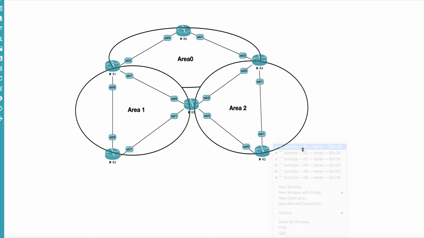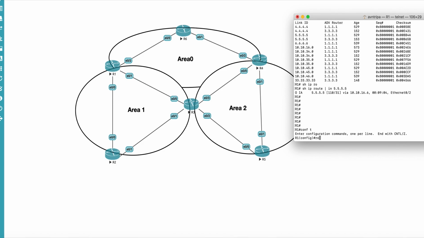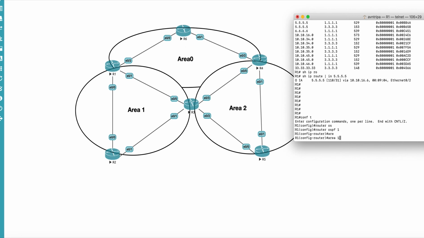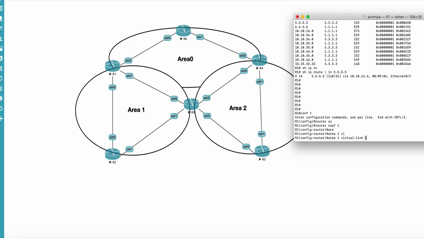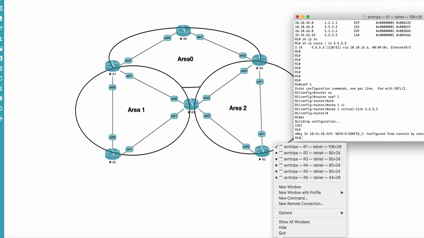So how will we create it? Let's create a virtual link. Just go to router OSPF. Over which area are we creating it? Area 1. And what are we creating? A virtual link. Now we will provide the router ID, not the IP address, of the other router to which we will be connecting the virtual link. Now do the same thing on R3 as well.